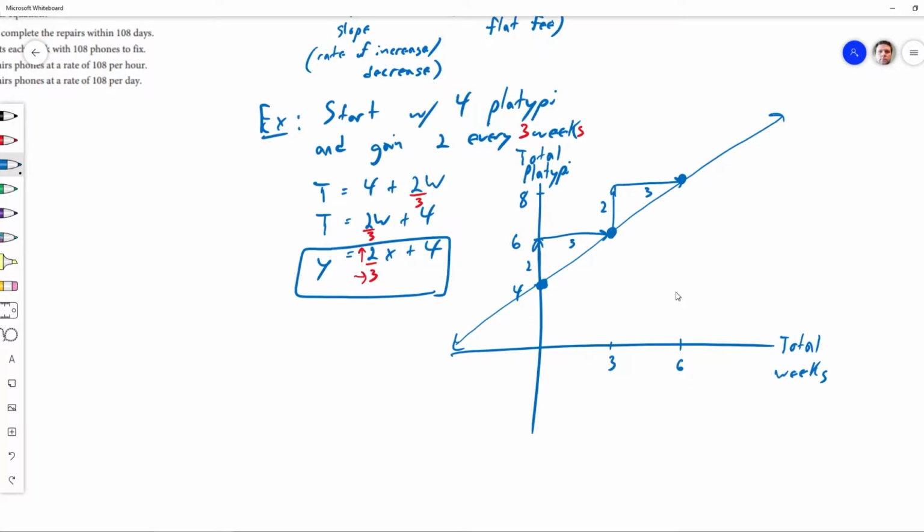So just a little reminder in terms of the way the actual points would look as full coordinates. This would be 0, 4, which means after 0 weeks you have 4 platypi, which makes sense because that's how many you started with, right? And then after 3 weeks you have 6. And after 6 weeks you have 8.